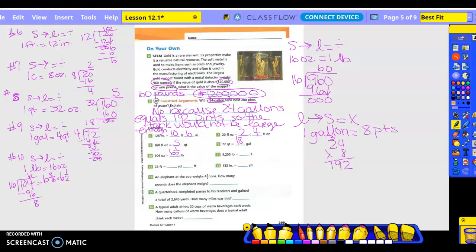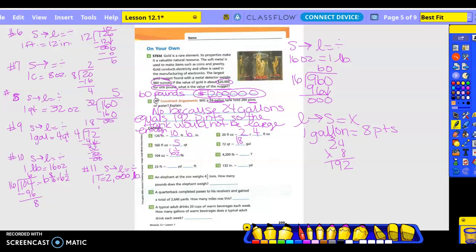Next one, number 11. We are going from pounds to tons. Okay, so is that a smaller unit to a larger or a larger to a smaller unit? Smaller to larger. So we're going to divide. Okay, 1 ton equals how many pounds? 2,000 pounds.